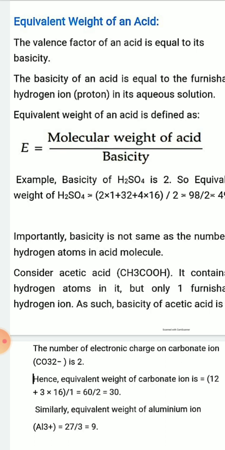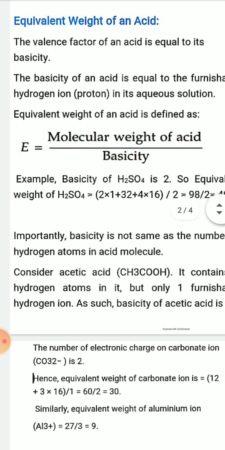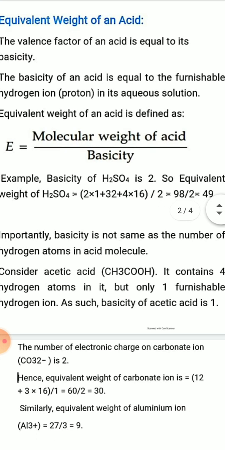basicity of sulfuric acid H2SO4 is 2, because sulfuric acid contains two ionizable hydrogen atoms. So equivalent weight of sulfuric acid is equal to molecular weight of H2SO4 divided by 2. The molecular weight of sulfuric acid is 98. So 98 divided by 2, that is 49, is the equivalent weight of sulfuric acid.